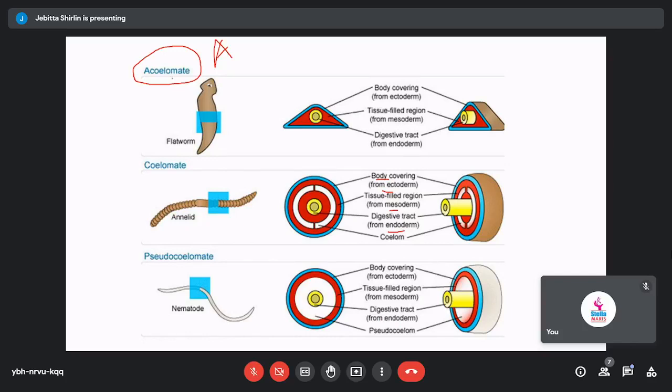A peculiar example for acoelomate is a flatworm. What you see here is, what is this animal? Can someone tell me what is this animal? Yes, answers please. I want everybody to be interactive. Only then you will get the real benefit out of this. What do you see in the picture? Yes, Neha, what is that? Ascaris. Oh my God. Anybody else with another answer?